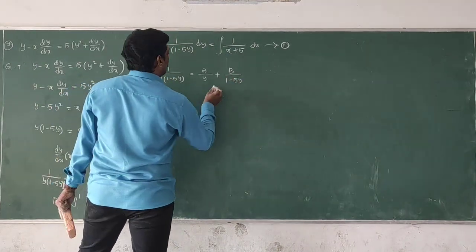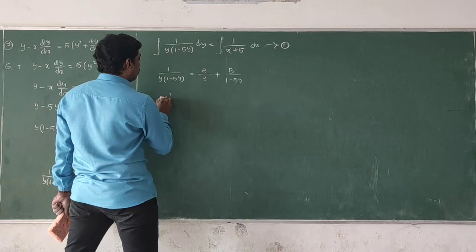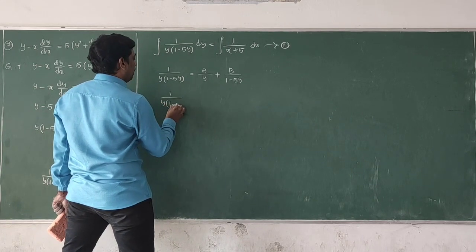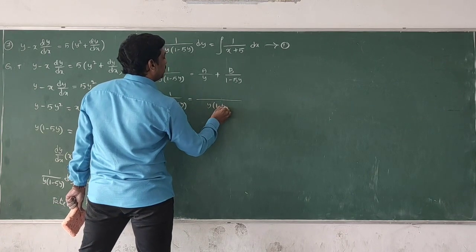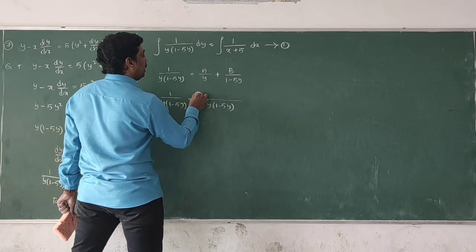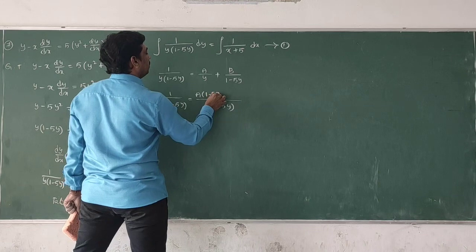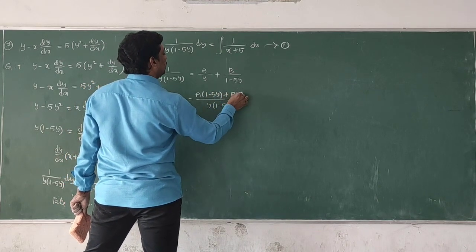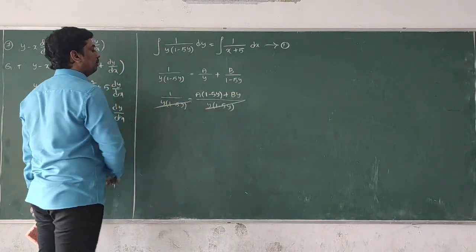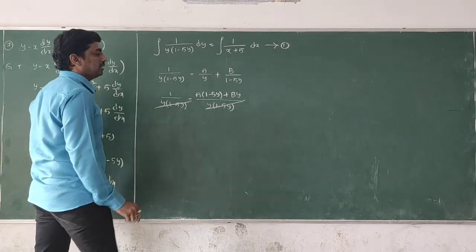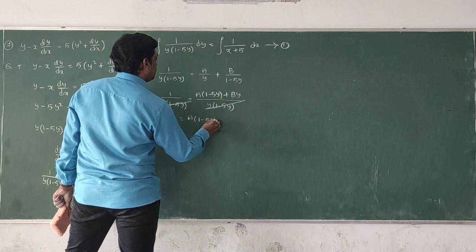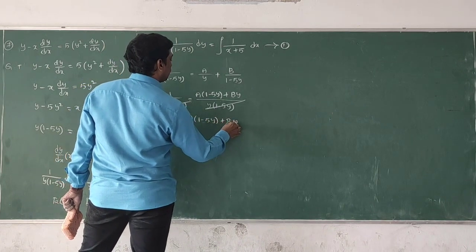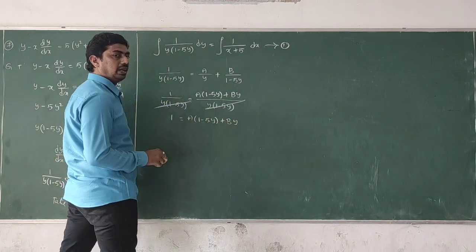Now 1 by y into (1 minus 5y) equal to, do the LCM, y into (1 minus 5y): A into (1 minus 5y) plus B into y. The y into (1 minus 5y) cancels. Remaining, 1 equal to A into (1 minus 5y) plus By. We need to get the values of A and B.